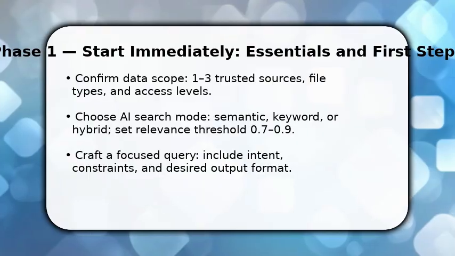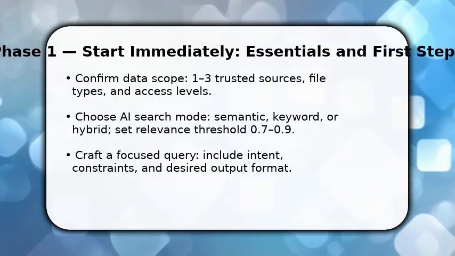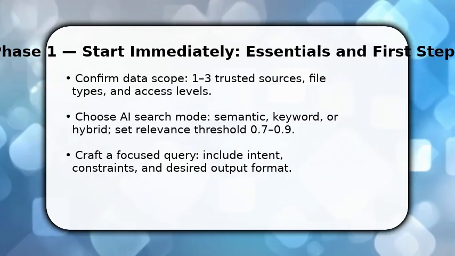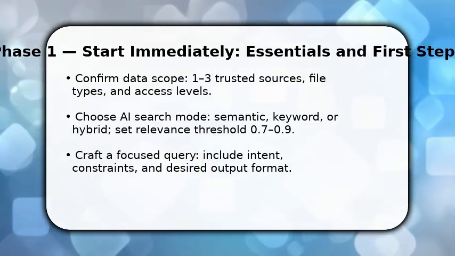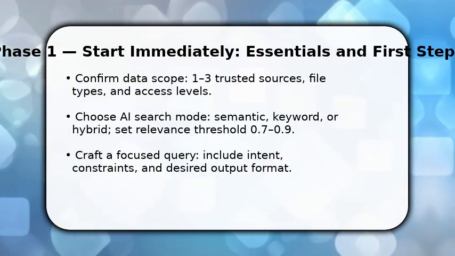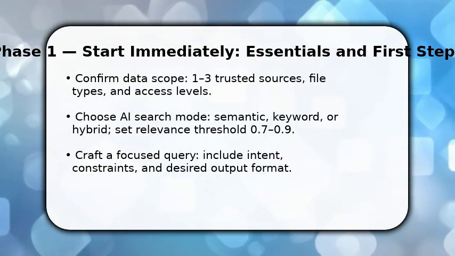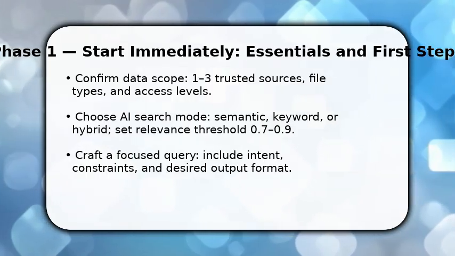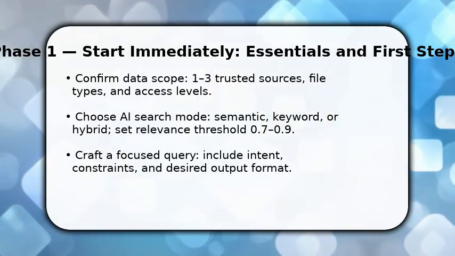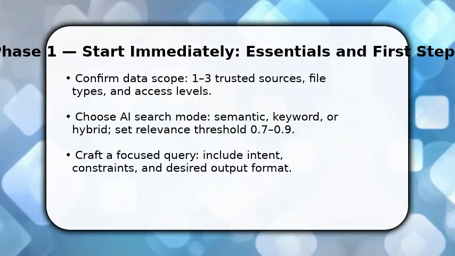You start by aligning scope and intent, then act. Identify 3 trusted sources and grant access. This avoids noise and biased results. Next, pick semantic, keyword, or hybrid search. Set relevance around 0.7 to 0.9 so results stay precise.